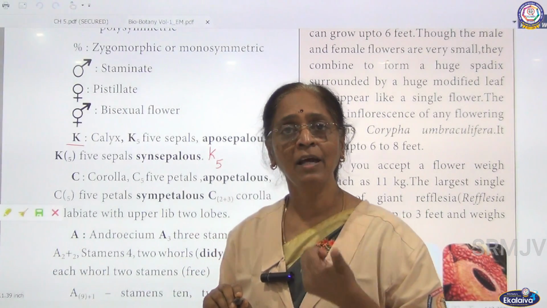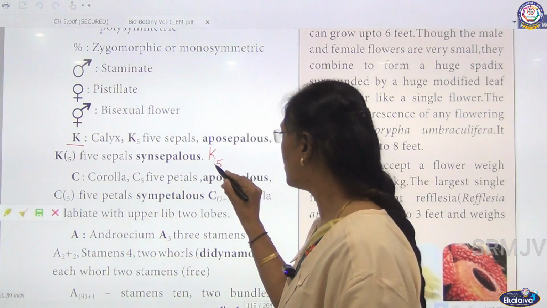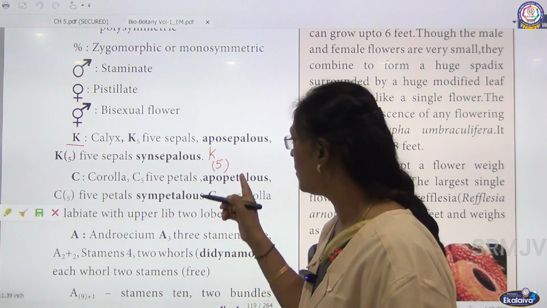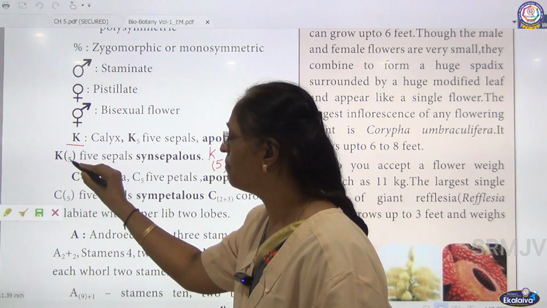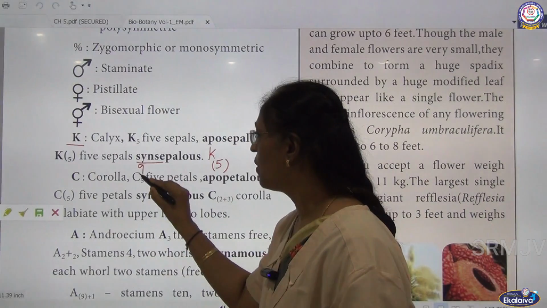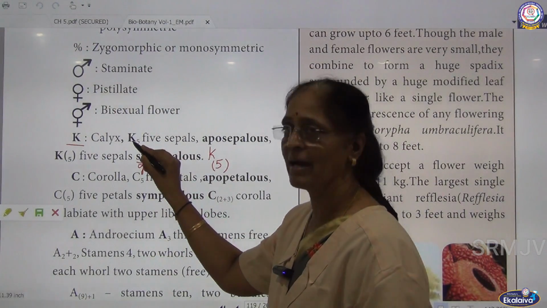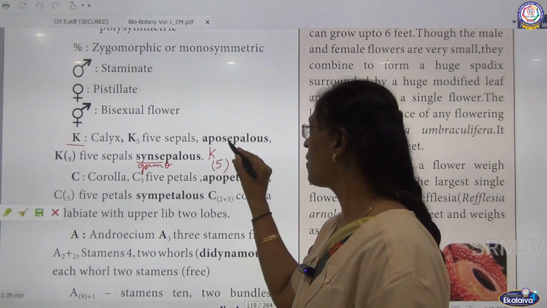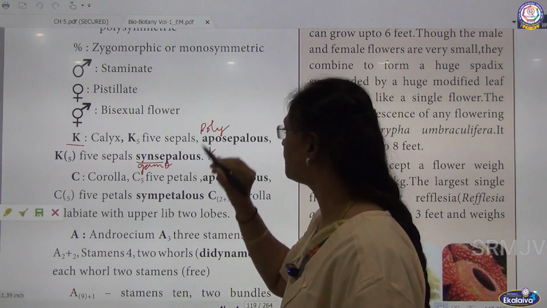And whether they are fused or free, how are we going to represent that? If they are fused, you are going to put the number inside the bracket. Then you call it gamosepalous or synsepalous. If you don't put any symbol, only K and 5, it is understood that the sepals are free, which we call aposepalous, or you use the term poly.